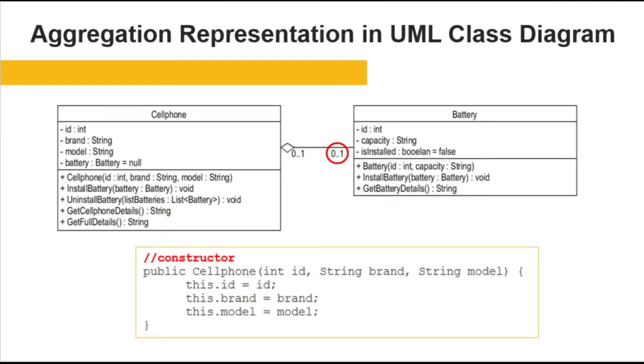This is because, in accordance to our UML class diagram, a cell phone can have 0 or 1 battery. By not including the battery object as a parameter in the parameterized constructor of the cell phone class, we can achieve the 0 in the 0 or 1 multiplicity.